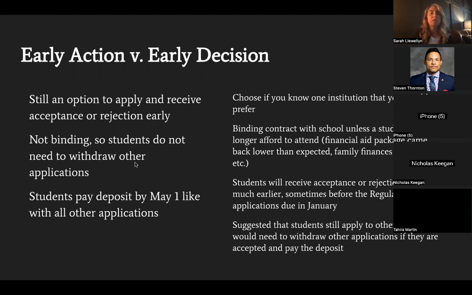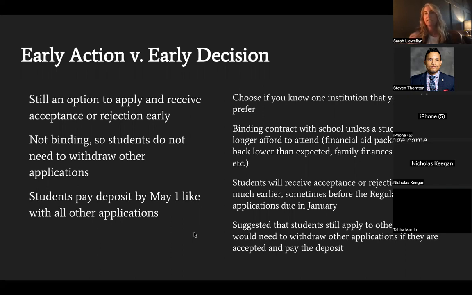Now you can see the differences here on my screen. This is early action here. This is early decision. The main difference is that early action is not a requirement. It is not something where when a student fills out an early action application, they're tied to that application. However, early decision is a binding contract with that school.